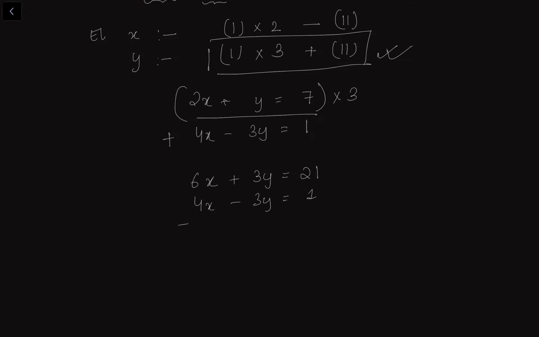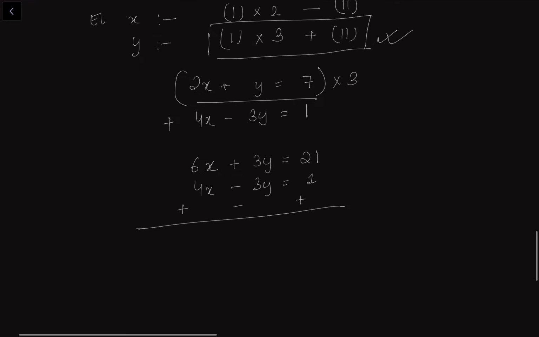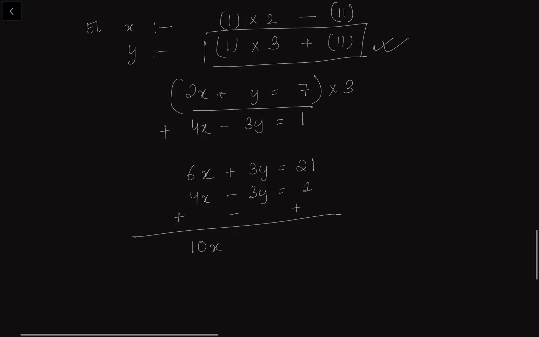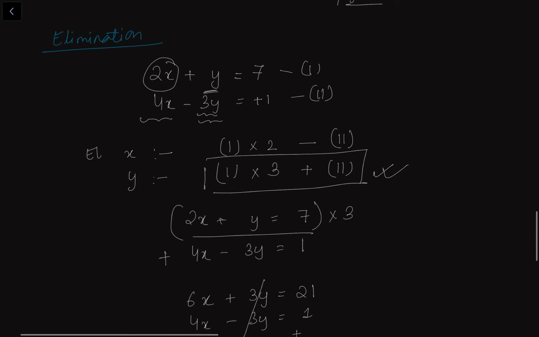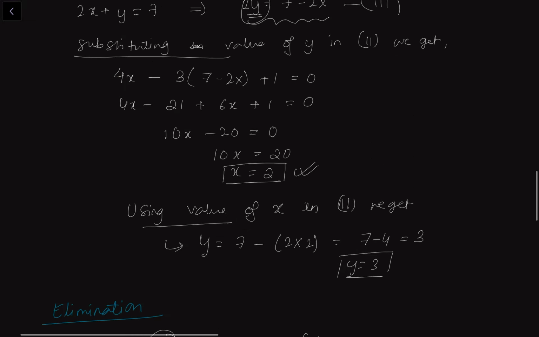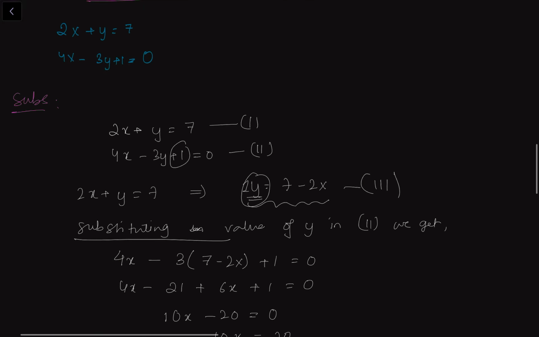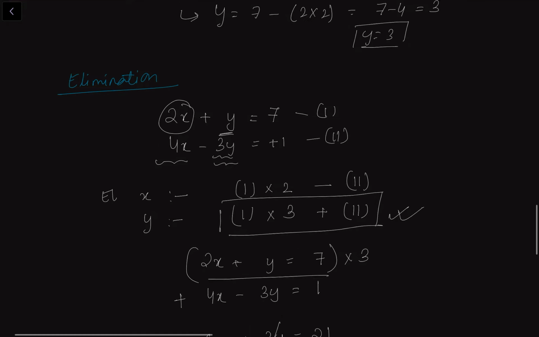And now I'm adding these. So since I'm adding, the signs won't change. So positive remains positive and negative remains negative. So if you add it, 6 plus 4 is 10x, and plus 3y minus 3y, these get cancelled out, and this is okay. I think I have made a mistake. It was plus 1 in the question. Yeah, so when it goes on the other side, it becomes minus 1.